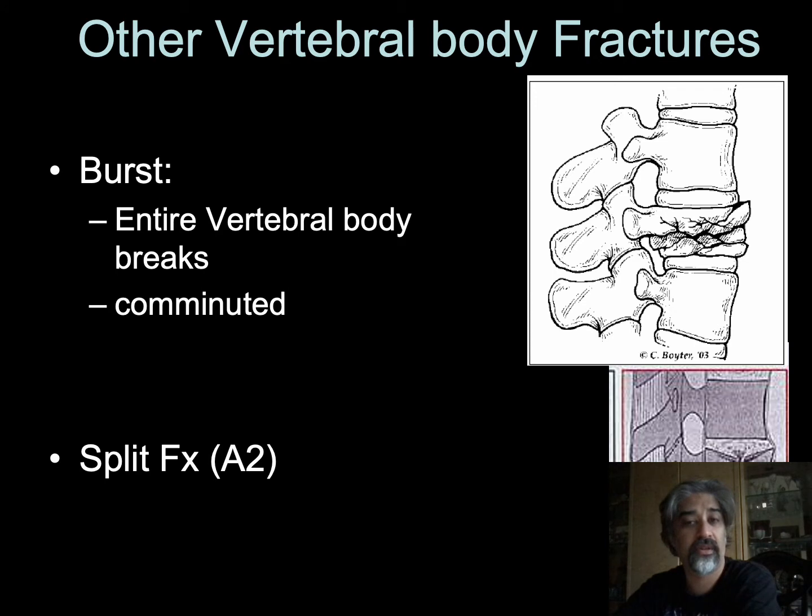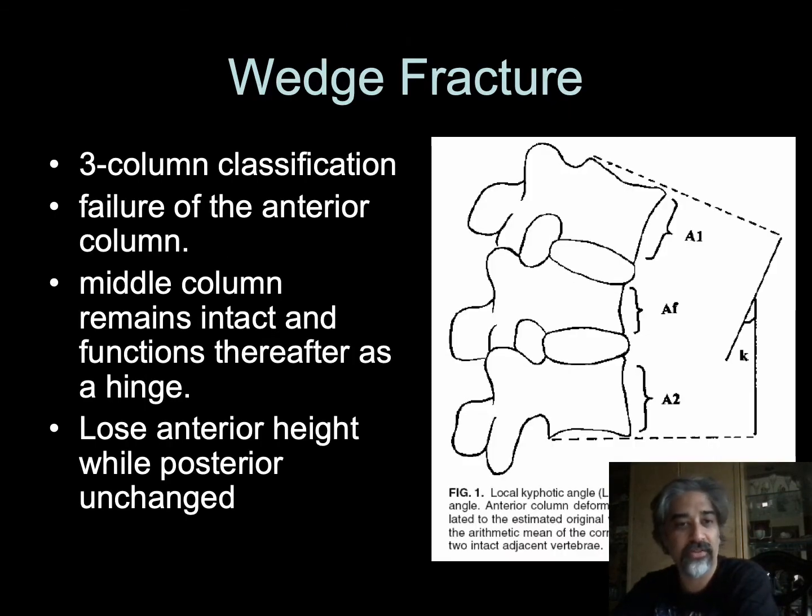So let's go over other vertebral body fractures before we go into the compression fracture. You can either have a split fracture or a burst fracture. The burst fracture is basically the whole vertebral body as shown in this picture, and it can lead to a comminuted fracture. And the split fracture is shown, picture's worth 1,000 words. The wedge fracture is the one that's most commonly seen with osteoporotic compression fractures.